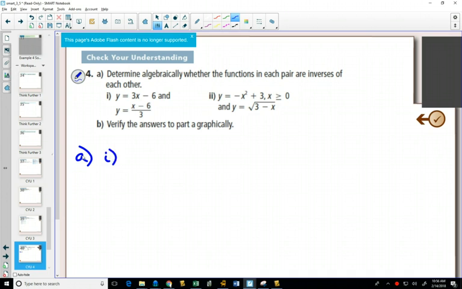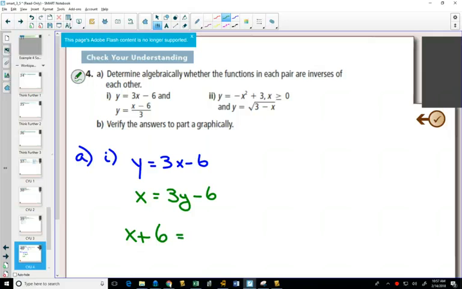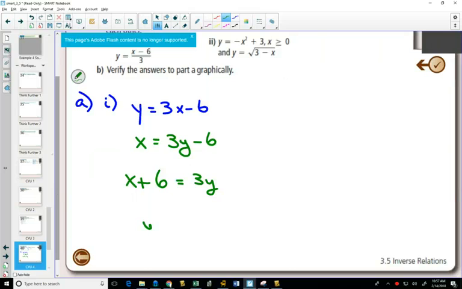If I take y equals 3x minus 6 and algebraically want to find the inverse, well, step one, anytime you're dealing with inverses, that's where x and y get switched. So I'm going to switch my x and y and then solve for y. So add 6 to both sides would equal 3y. And finally, I can get y by itself by dividing both sides by 3.